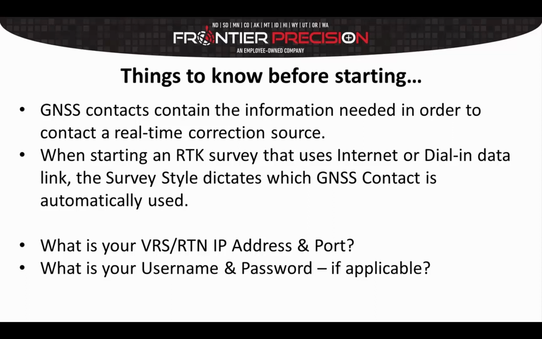When starting an RTK survey that uses internet or dial-in data link, the survey style is what dictates which GNSS contact is automatically used. So if you have multiple GNSS contacts created, ensure that your survey style is set up appropriately. And lastly, you're going to want to know your VRS or RTN IP address and port number, as well as your username and password if it's applicable. Alright, so let's take a look and see how we set this up.